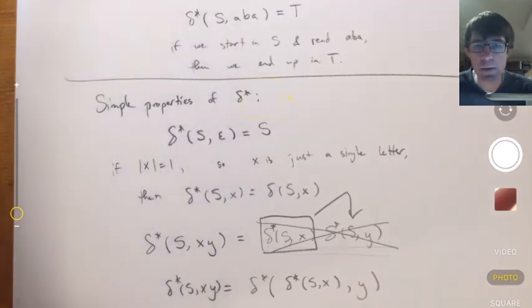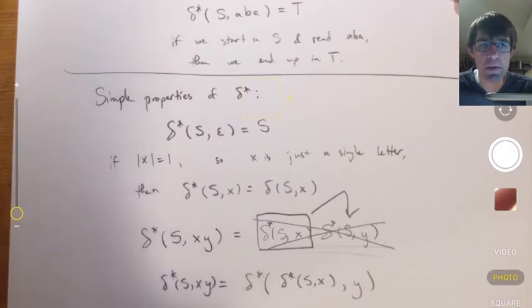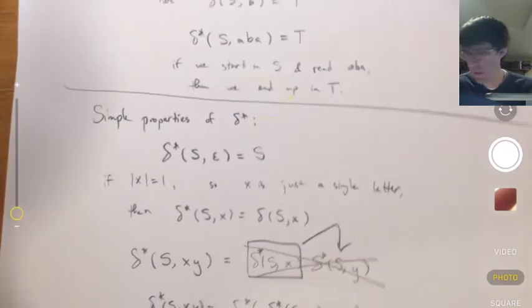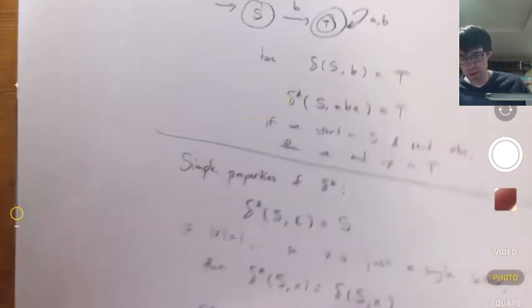All right. Any thoughts about this? So this is the extended transition function. It comes up in these formal descriptions from time to time.